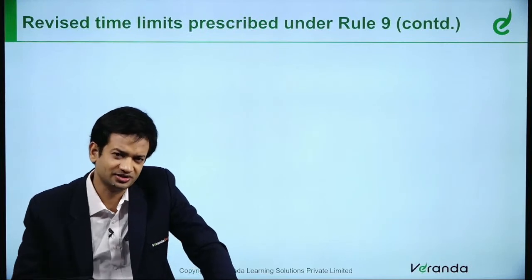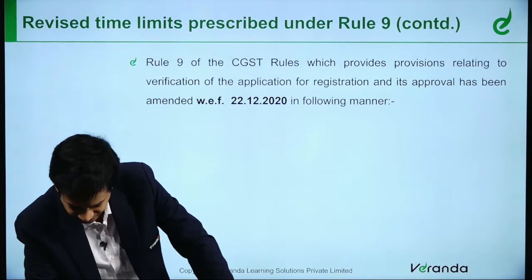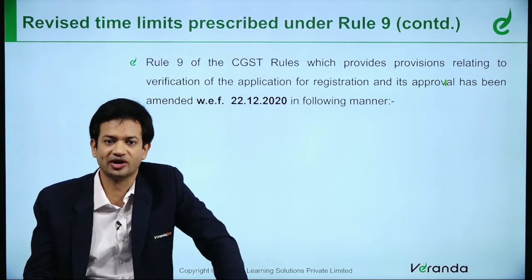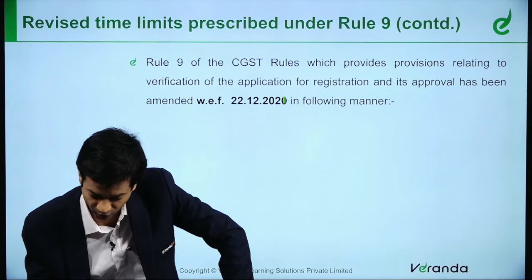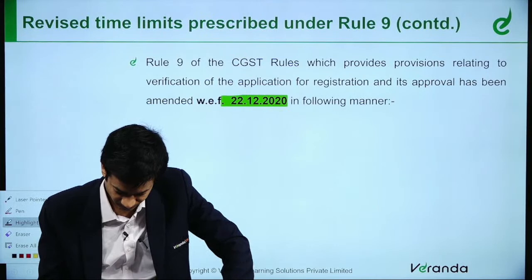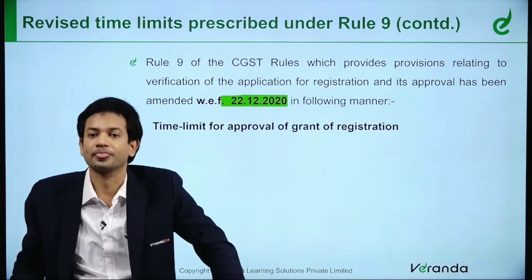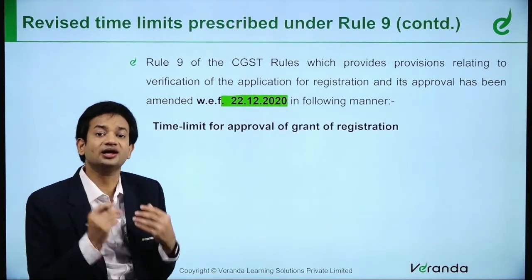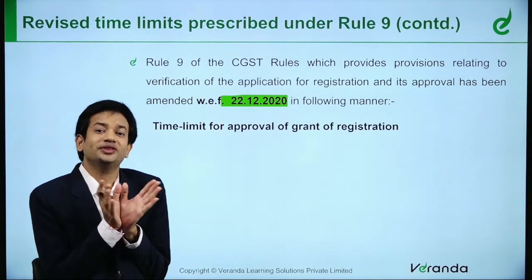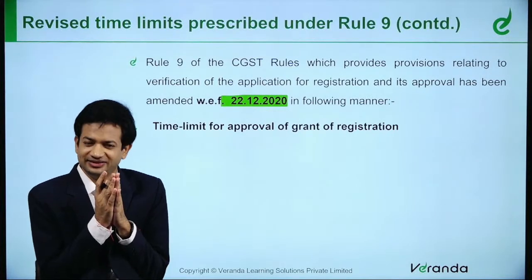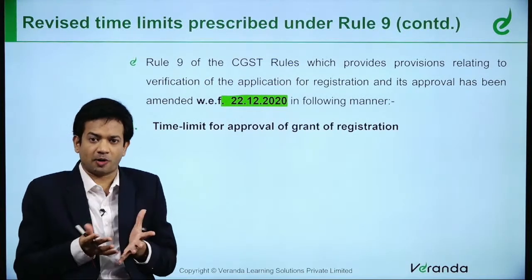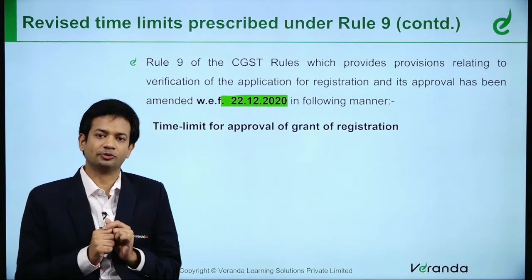revised time limits. Now what are these revised time limits for registration? Let's see. Rule 9 of the CGST Rules, which provides provisions relating to verification of the application for registration approval, has been amended with effect from 22nd December 2020. Now, see, when I apply for GST registration, if the documents are all right, within 3 days they have to approve or issue a notice. See, if it is all right, they will approve. If it is not proper, they will issue a notice. Both are to be done within 3 days.